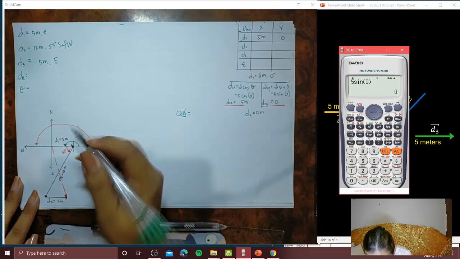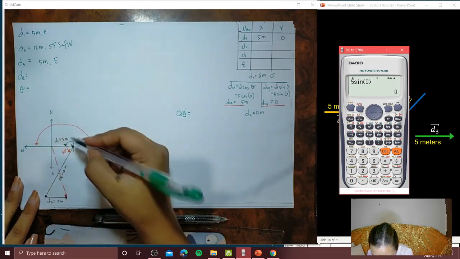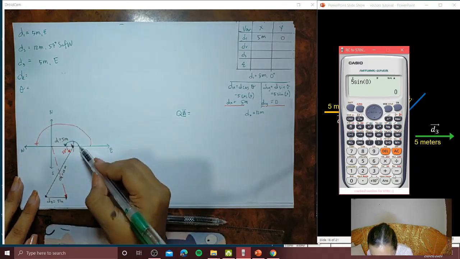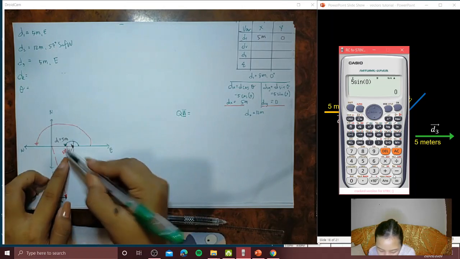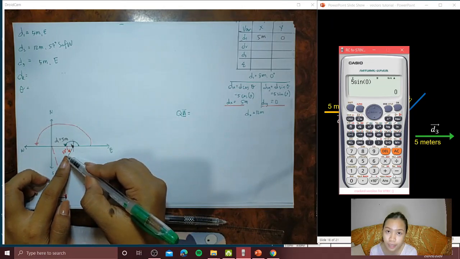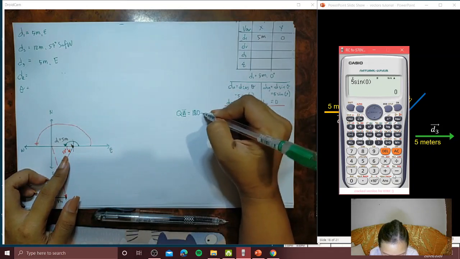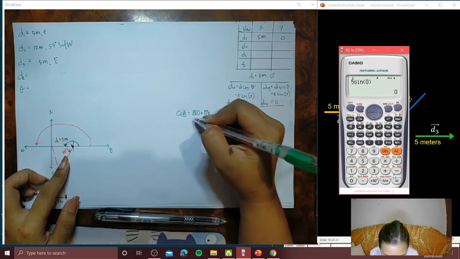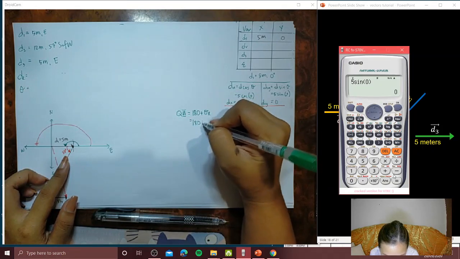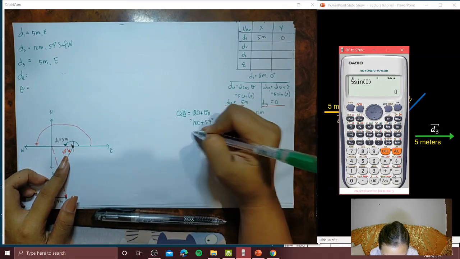Ayan. So, this is 180. Okay, may small kita diri nga Cartesian. This is 180. And then, may nasugpon nga 57 degrees. So, himuon ta, let us have here, let us add our reference angle 180. So, 180 plus 57 degrees.